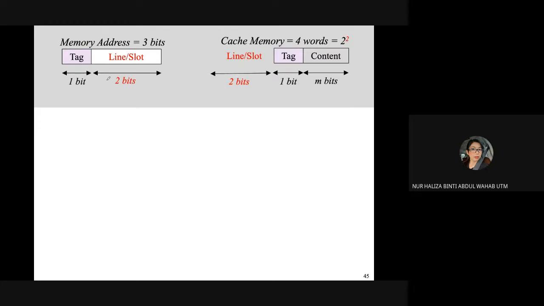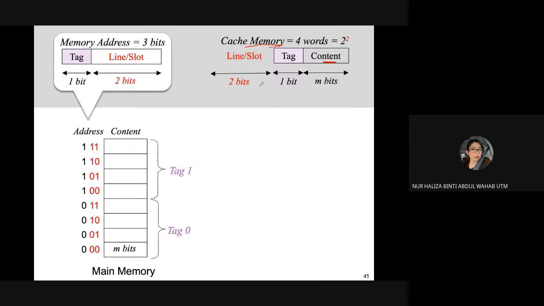Over here, you know already. Just now you calculated, right? 1 bit. So this one will be 1 bit for the tag. Just copy it from the main memory. This is 1 bit, and the rest is the content of your cache memory. All together, we are going to see how it looks.